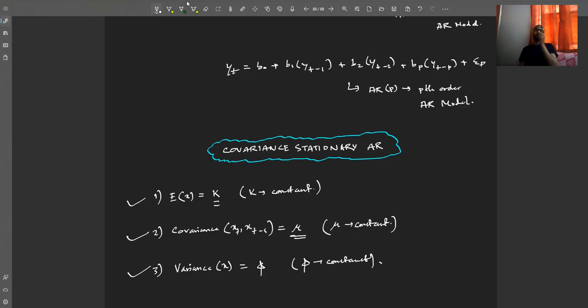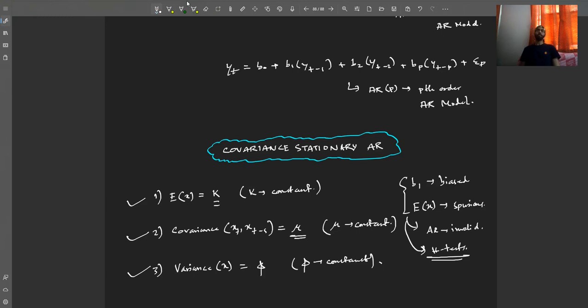Right? If any of these do not satisfy, then what will happen? Then the slope will become biased. The B1 will become biased. And the output estimates will become spurious or unreliable, right? So we will say that the AR has become invalid and we will not be able to do any hypothesis tests. So this is going to be the consequence if the covariance stationarity condition is not fulfilled by an autoregressive model.